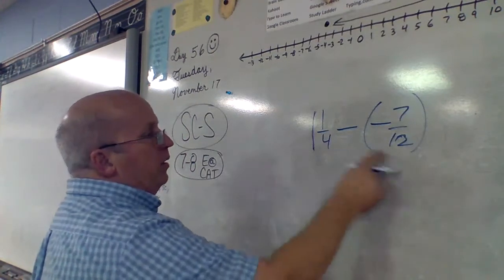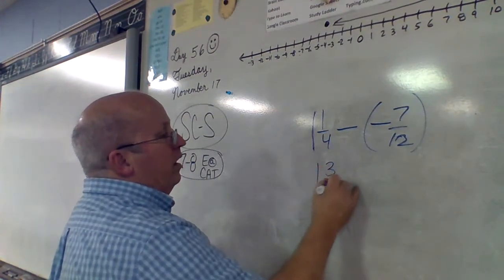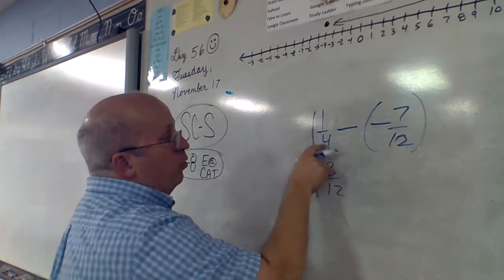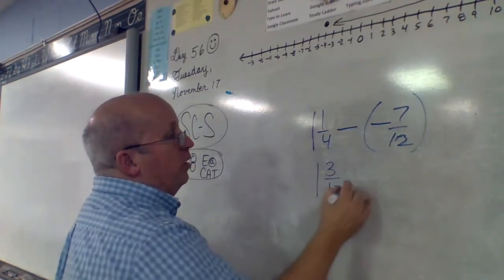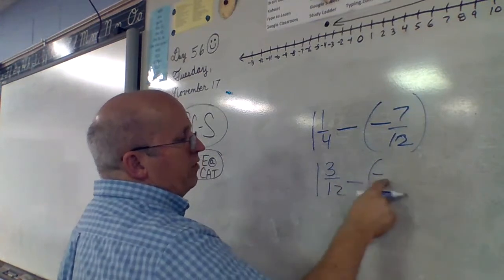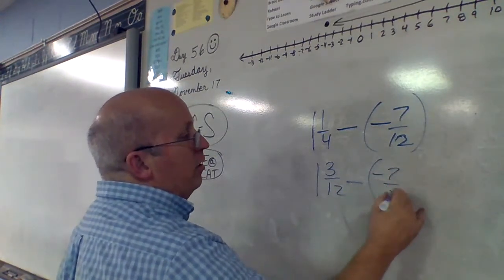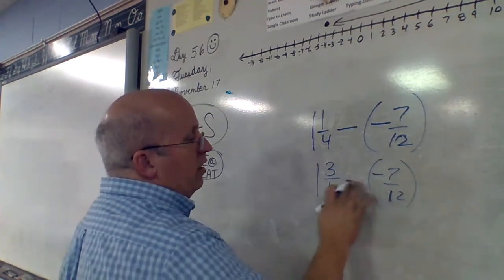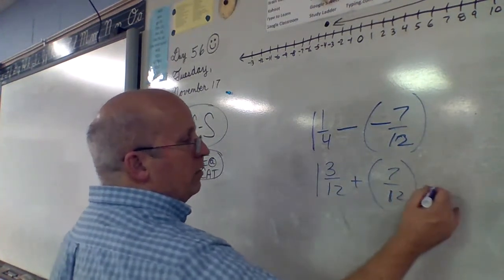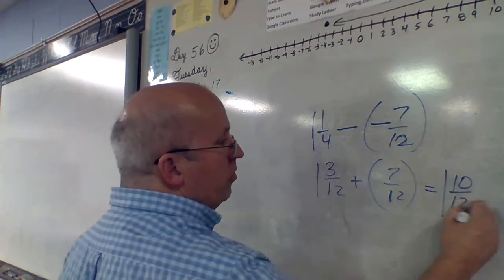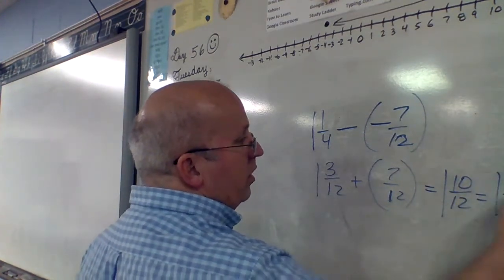Well, common denominator is going to be 12. This would be 1 and 3/12 because 4 times 3 gets me to 12. So 1 times 3 is going to give me 3/12. Ooh, what about that subtraction of a negative? Isn't that the adding of a positive, according to the rules? And so we get 1 and 10/12, which is 1 and 5/6.